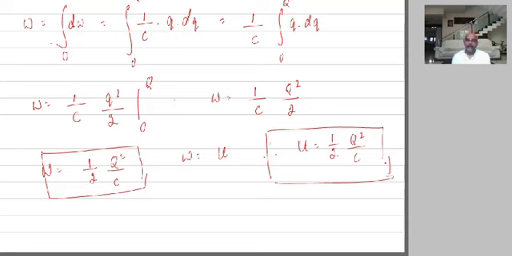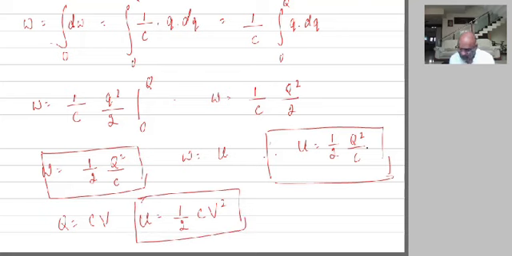Now there are two more forms. Q is equal to CV. If you write Q is equal to CV here, what will you get? Q square is equal to C square V square. One C will go. Therefore you will get U is equal to half, in the place of Q square, C square V square, and 1 C goes, so therefore half CV square you will get.